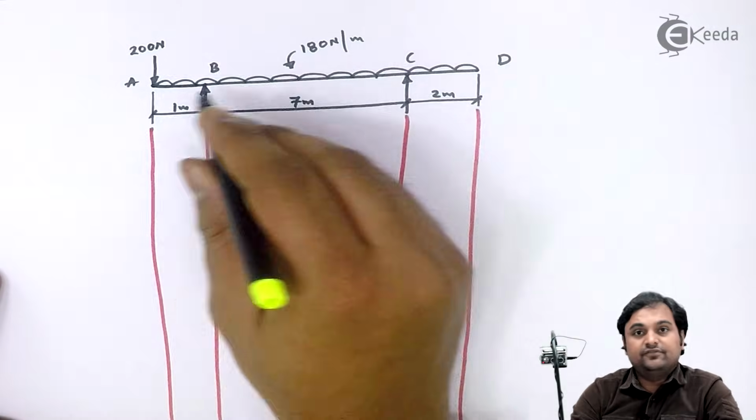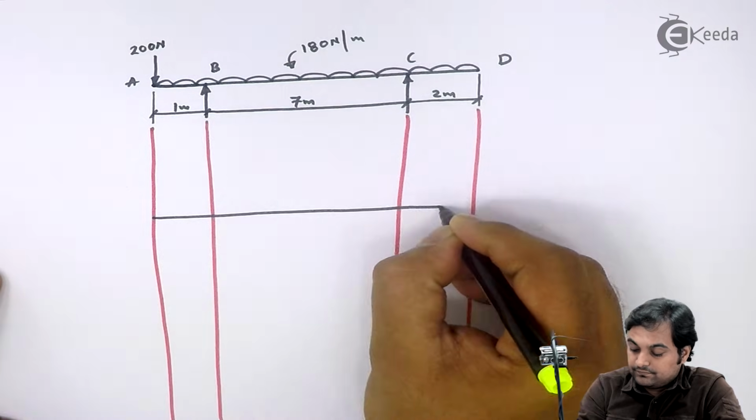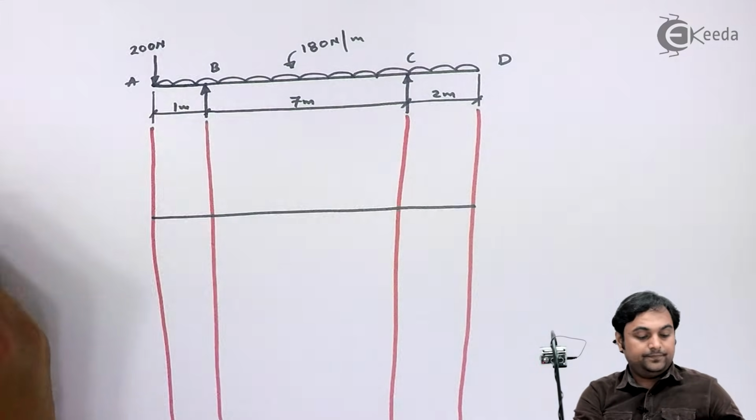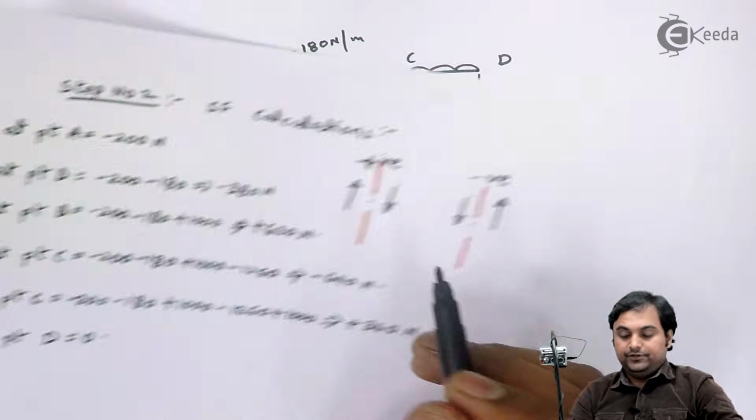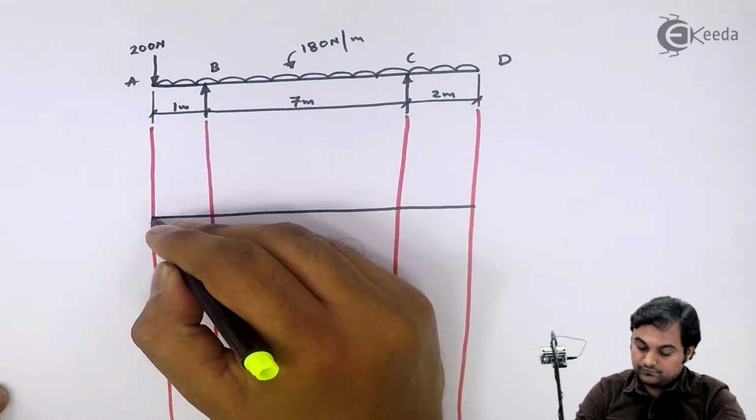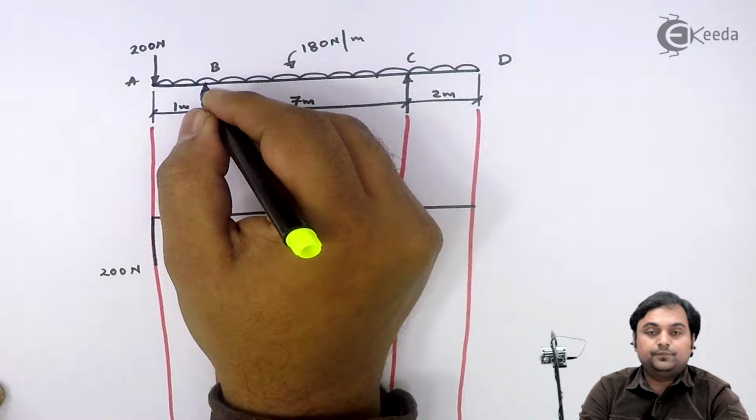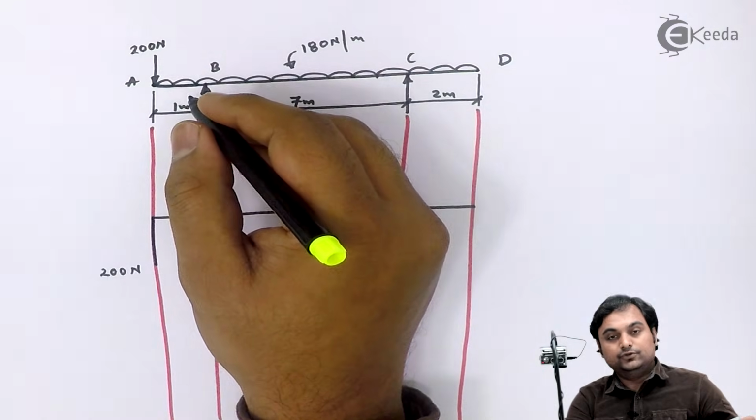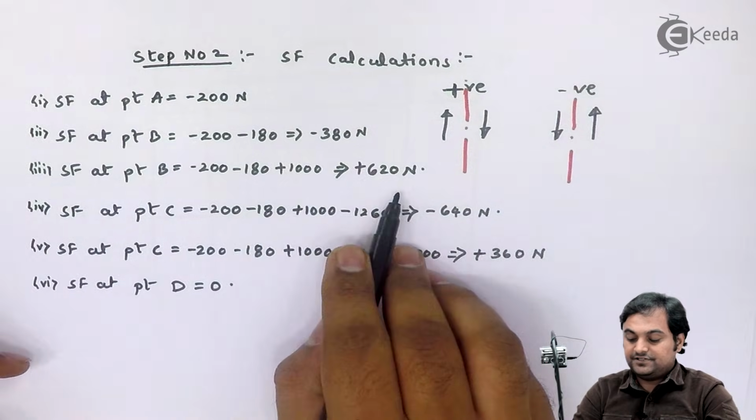For drawing SF, we should draw a straight line. SF at point A, the value is minus 200 Newton. So it will be negative. SF at point B, we have two values. One is minus 380, other is plus 620.